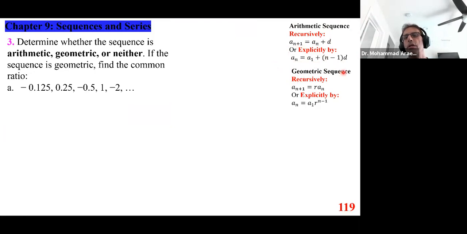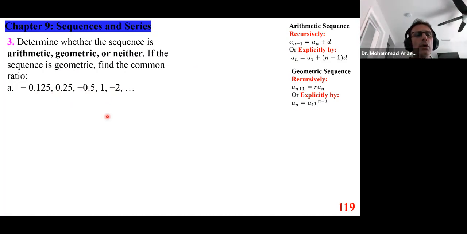For a geometric sequence, a term is equal to the previous one times r, which is a common ratio. A sub n plus 1 is r times a sub n. Explicitly, a sub n is a sub 1 times r to the power of n minus 1. So in this case, either you have a common difference or distance, common d, or a common ratio, or none of the above.